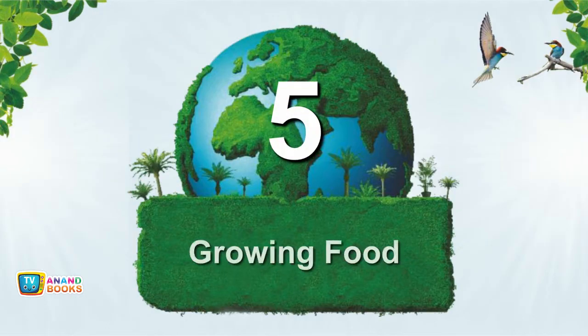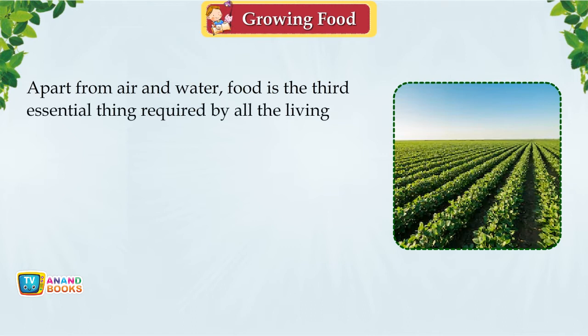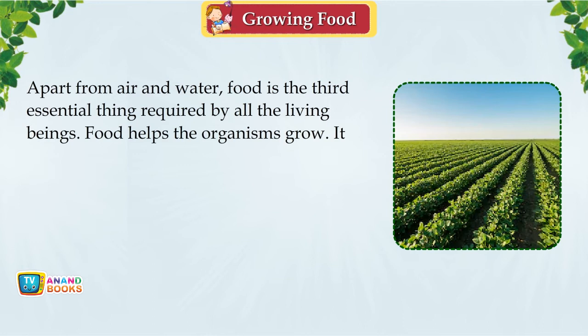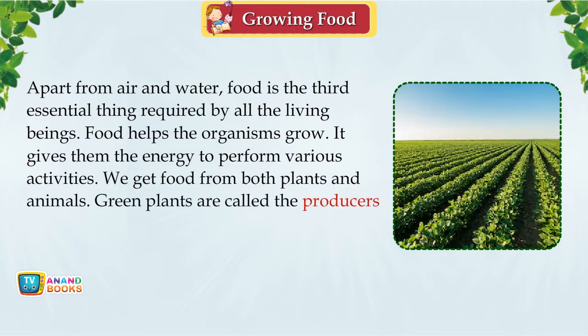Chapter 5. Growing Food. Apart from air and water, food is the third essential thing required by all the living beings. Food helps the organisms grow. It gives them the energy to perform various activities. We get food from both plants and animals.